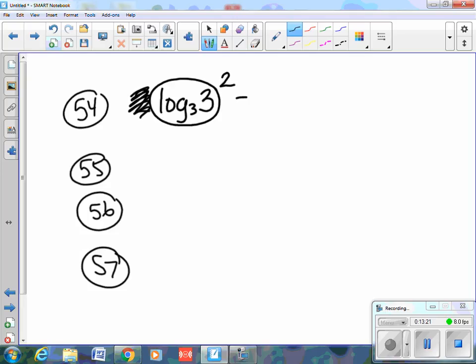Or, I don't need to do that. I'm going to do this instead. Sorry, log a base 3 of 3. These are identical. If the 3 and the 3 are identical, it ends up being 1, and 1 times 2 is 2.